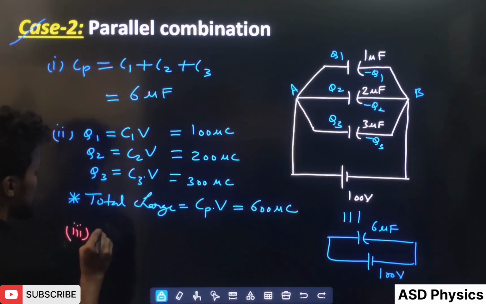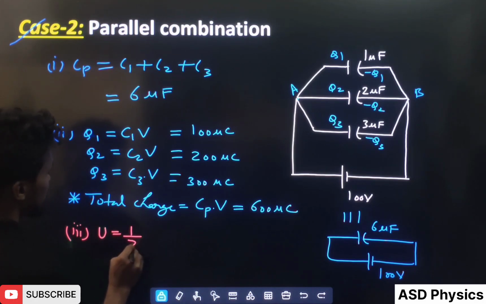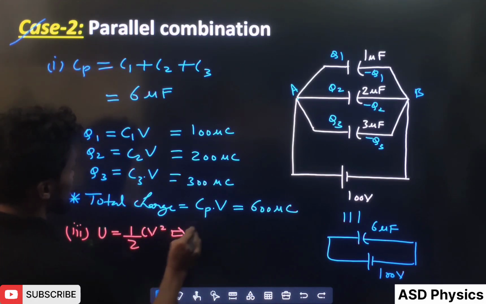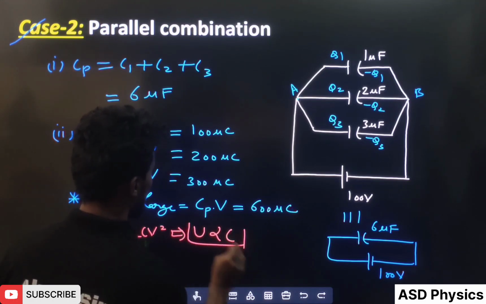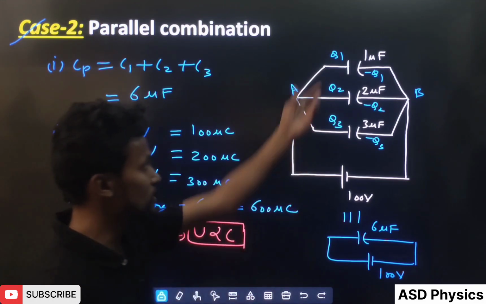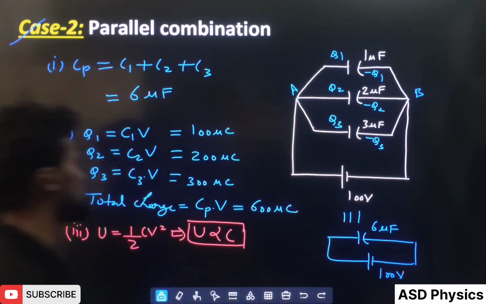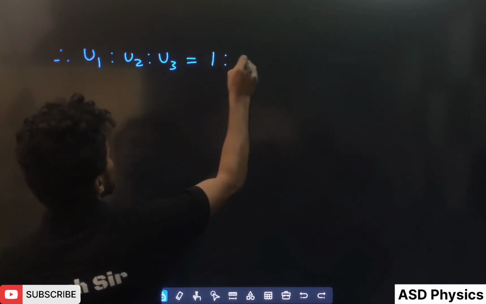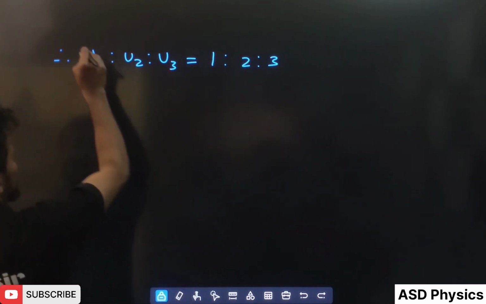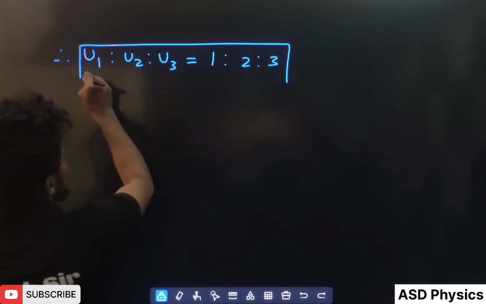If I ask for the energy ratio, you know very well U equals half CV square. As the potential is constant, U is directly proportional to C. That means the energy ratio in these capacitors, U1 is to U2 is to U3, is given by 1 microfarad, 2 microfarad, 3 microfarad. So this will be the energy ratio.